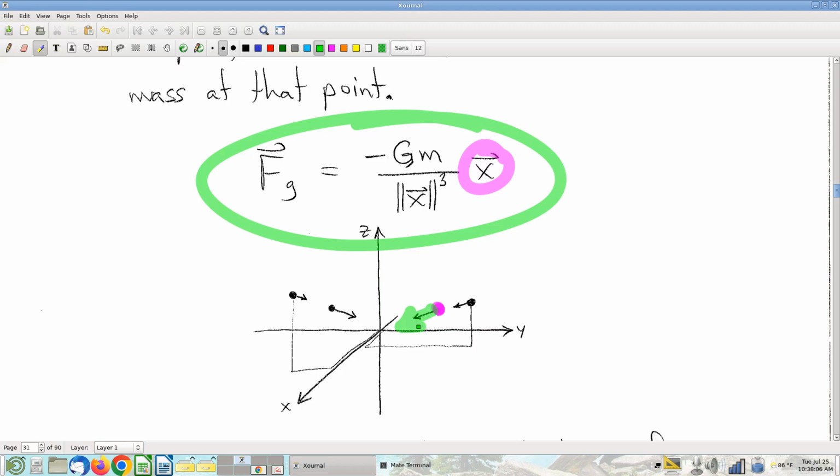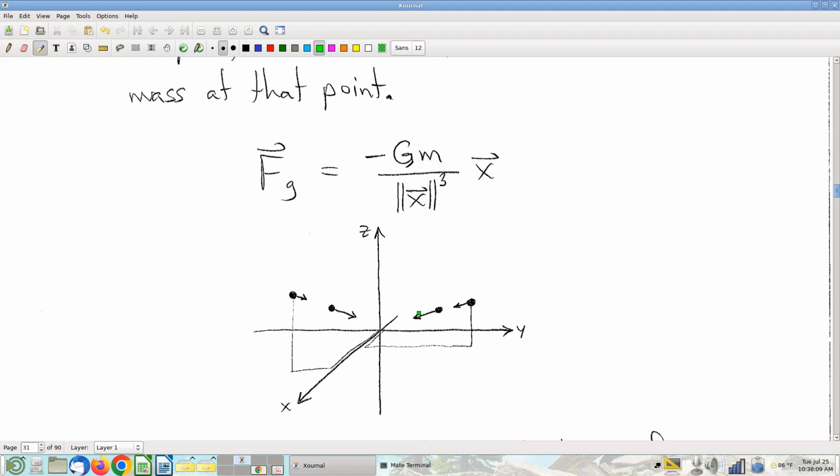Okay. By the way, while I'm here, I do want to point out there is something about this formula that kind of throws students for a loop sometimes, and that is students like to think, hey, wait a minute, but I thought gravitational force was supposed to be inverse square. What's with the cube here? And so here's the way to think about that, in my opinion. I would rewrite this formula as negative G M over magnitude of x squared times x over the magnitude of x.